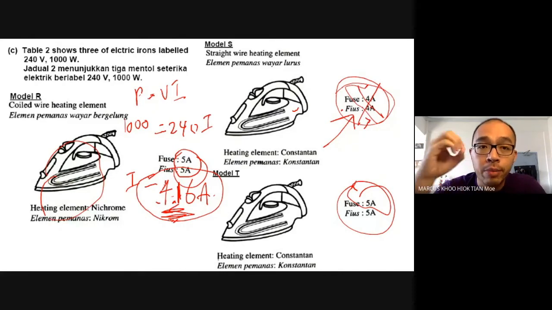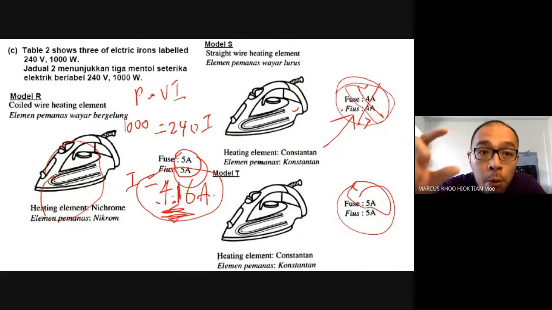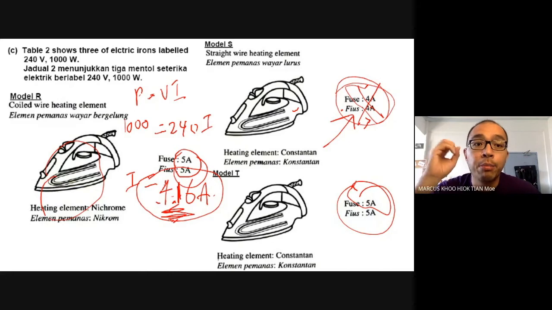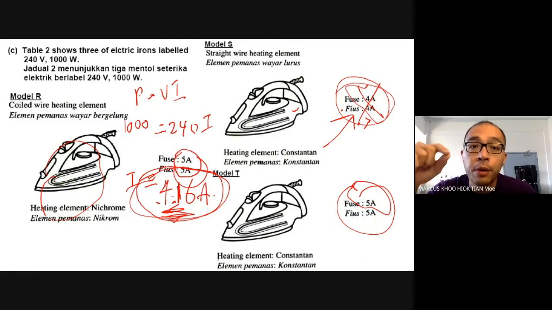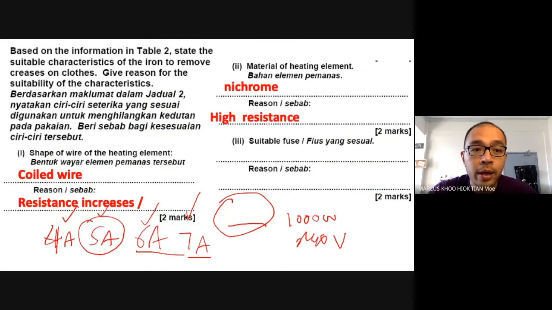Just like the brightness question just now, you will always find how much current it takes for the bulb to light up with normal brightness. Normal brightness is the current that is most suitable for it to function properly. In this case, the most suitable current is 4.16 amps. So you don't want a situation where you have a 6 amp or a 7 amp fuse.